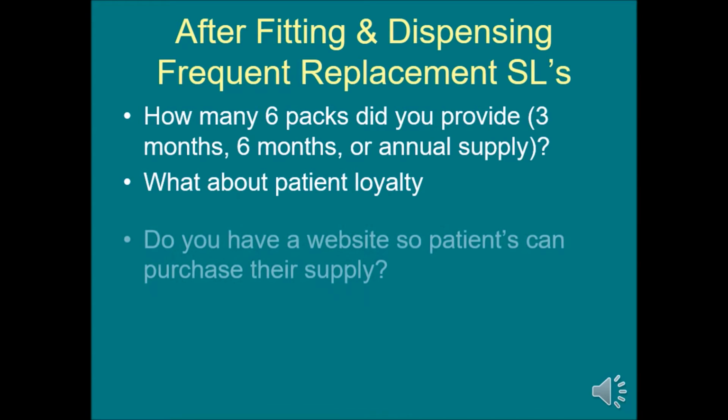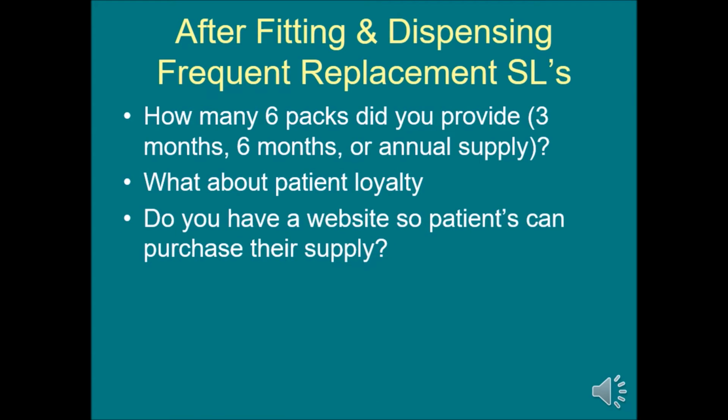Okay. So do you have a website so your patients can purchase their supply? Or do you make them come into your office to buy the rest of their supply? Some people used to use the argument of, oh, I could sell them a pair of sunglasses when they come back in, or I could sell them another pair of glasses when they come back in. Maybe, but most people are so busy they don't want to come back in your office. They'd rather go online and do it. Did you set it up?